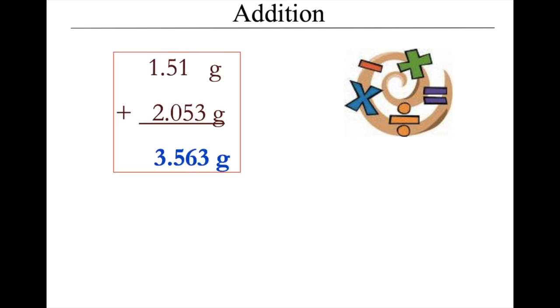Now we're going to take a look at an addition example. So here we've got 2 numbers and we're adding them together. And when we add them together, we end up with 3.563 grams. One thing that's important to recognize here is the addition rules are different than the multiplication and division rules. The addition rules go by place value. So 1.51 goes out to the hundredths place. And the measurement 2.053 grams goes out to the thousandths place. The least accurate place value is the hundredths place, and so we need to round to the hundredths place.